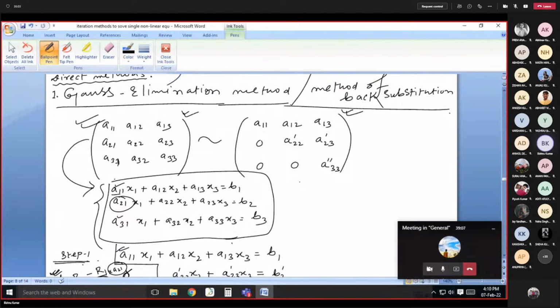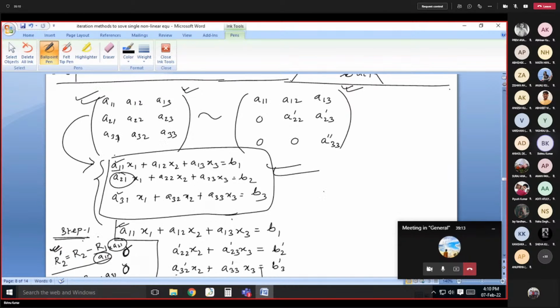Try to take input of the given system. Suppose this is the system. For this system, take all the input. For the input purpose, you just take the coefficient matrix. Take the coefficient matrix input. Take input all right hand side.